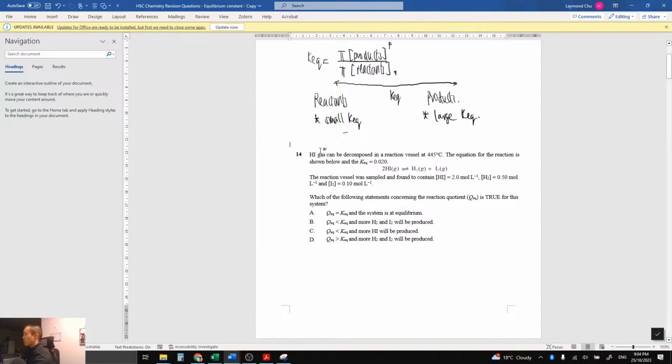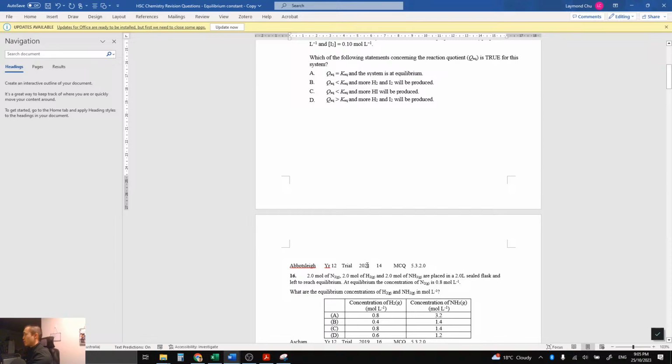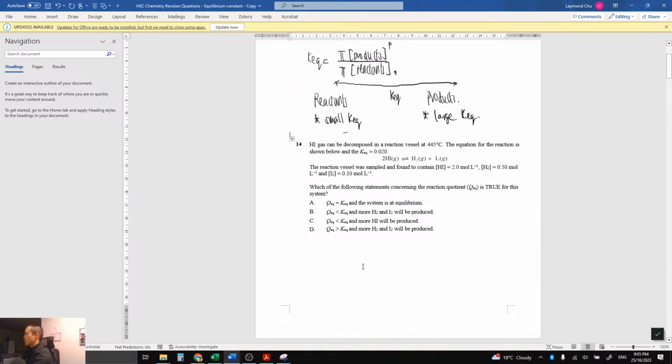Question 14. This question, Abbotsleigh 2021, question 14, multiple choice. HI gas can be decomposed in a reaction vessel at 445 degrees. The equation for this reaction is shown below. The KEQ value is 0.02. 2 HI gas in equilibrium with H2 gas and I2 gas. The reaction vessel was sampled and found to contain this many moles of HI, this many moles of H2, this many moles of I2.